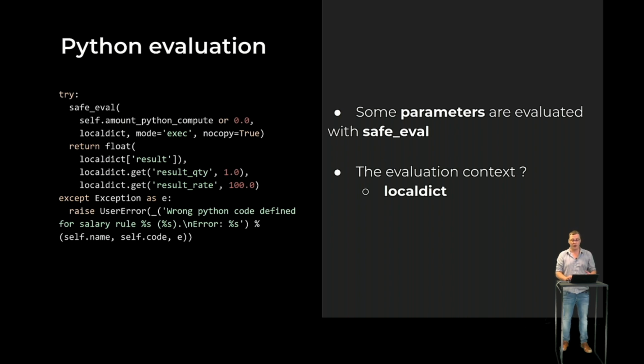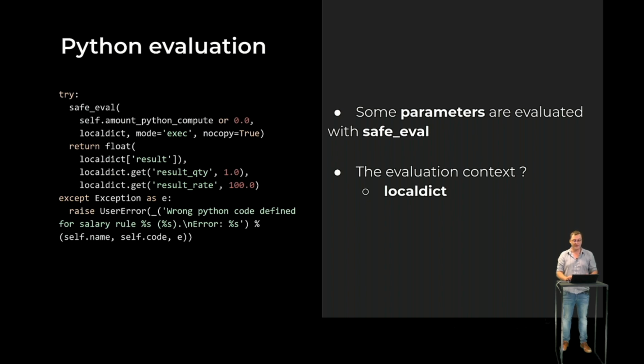I told you that the chunks of Python code were computed magically, and it's now time to see together how it works. For example, the field to compute the payslip line amount is named amount Python compute. It's a char field, and it's evaluated using the method safeEval with an evaluation context which is named localDict. If the safeEval method is done without any problem, the result, the quantity, and the rate, as you can see on the chunk of code, is retrieved from this localDict and set on the payslip line.